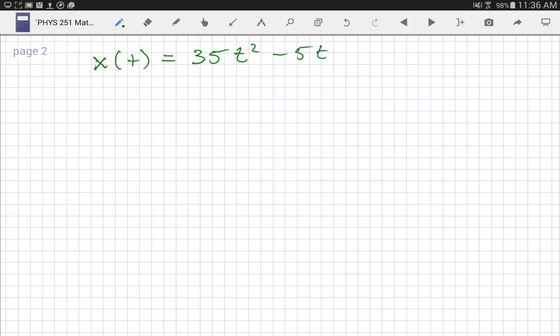Now, there are units involved. For the purposes of today, I'm not writing the units because we're focusing on the math only. If I want to find the speed as a function of time, that's equal to the derivative of x with respect to time. And so this is a simple polynomial, the simplest kind of derivative other than taking the derivative of a constant. How do you find the derivative of a simple polynomial?